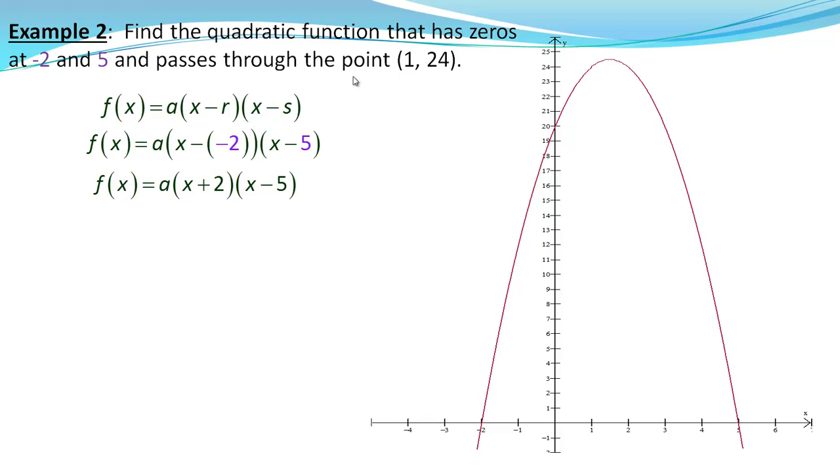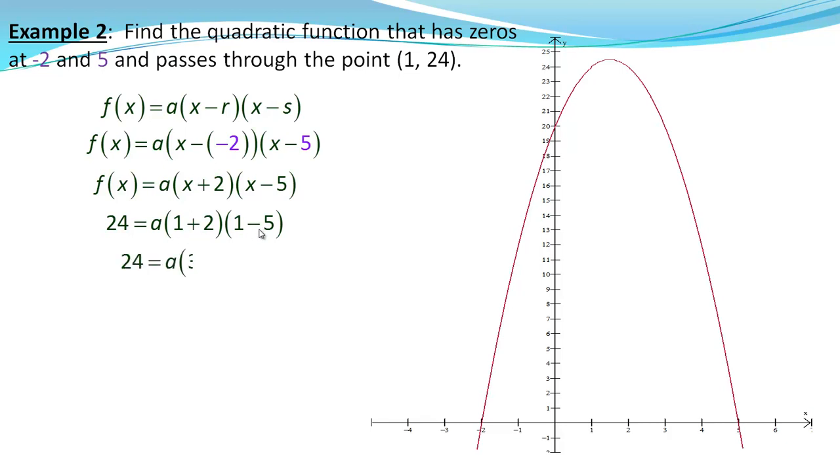So the f of x or y value of this point that we know on the parabola is 24 when x is 1. So we have this point on the parabola. So I'm going to fill 24 in place of the function value and the 1 in place of x here and here. And then we can solve for a. We can find the stretch number.